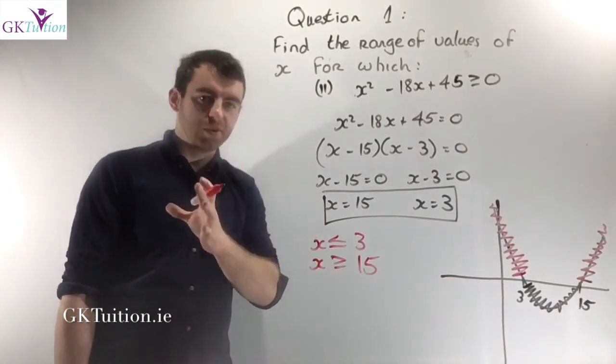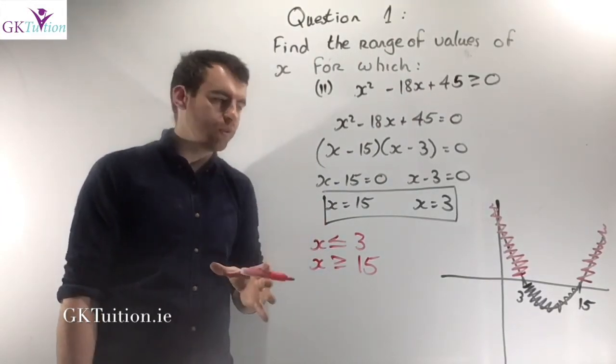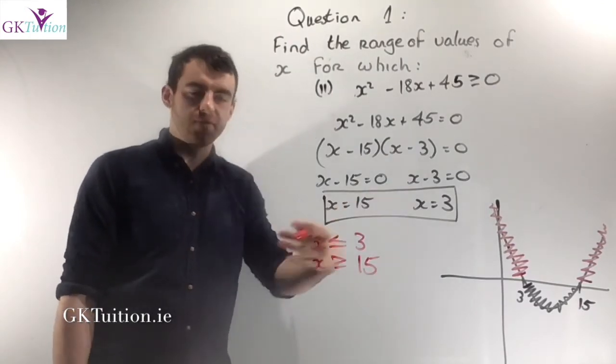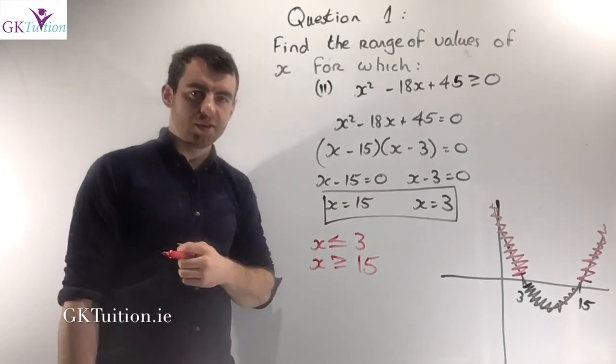So in that case, you have two separate answers, which you cannot write as one region, because it's impossible for x to be both less than 3 and also greater than 15. So you have to write them as two separate answers.